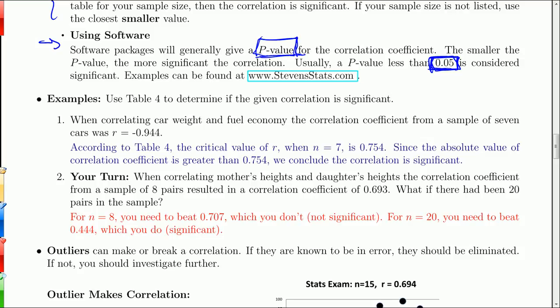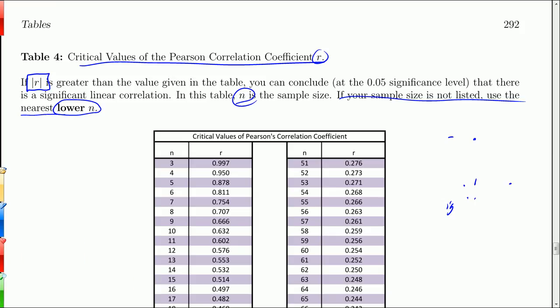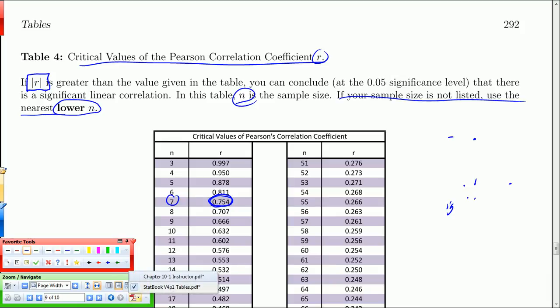Alright, so some examples. Use table 4 to determine if the given correlation is significant. When correlating car weight and fuel economy, the correlation coefficient from a sample of 7 cars was negative 0.944. So we go to table 4 and look for n equals 7. Our critical value is 0.754. We bring that back.